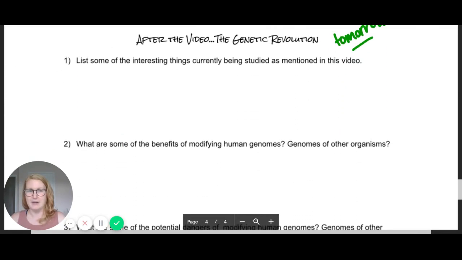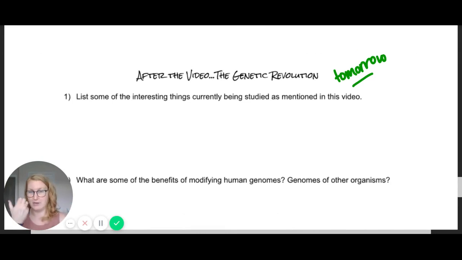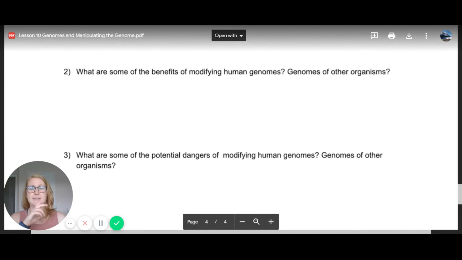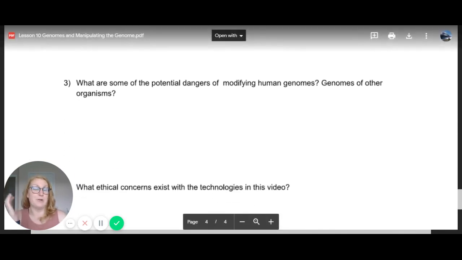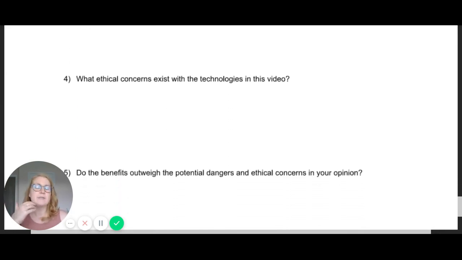And then down here, after the video for genetic revolution. So again, they're going to talk a lot about CRISPR-Cas9 in here. And I want you just thinking about something that's interesting in there. You're going to find that they talk about other organisms as well, not just humans. But again, coming back around to all of this is what are the potential dangers and what are the ethical concerns?